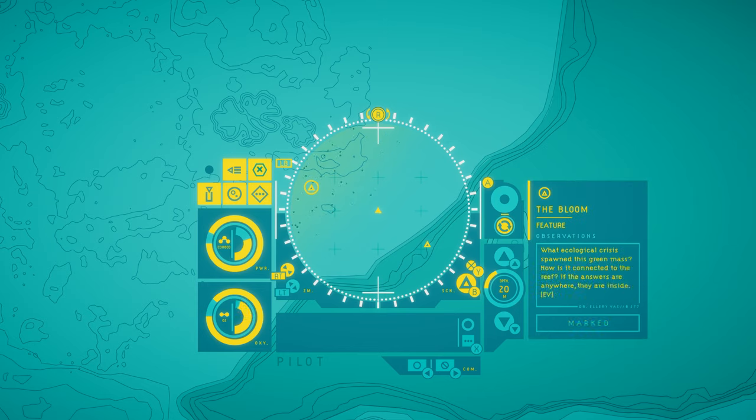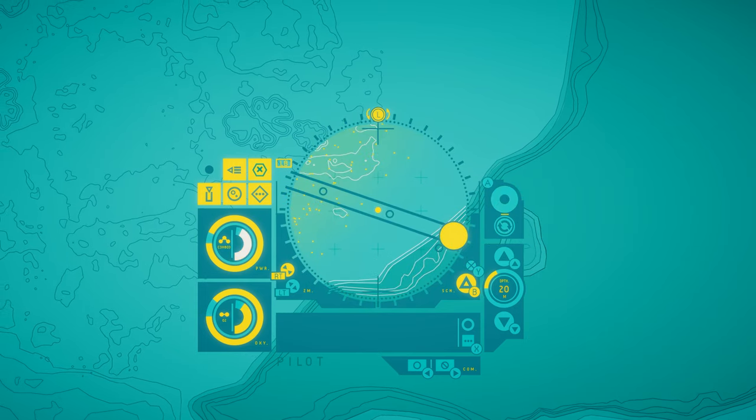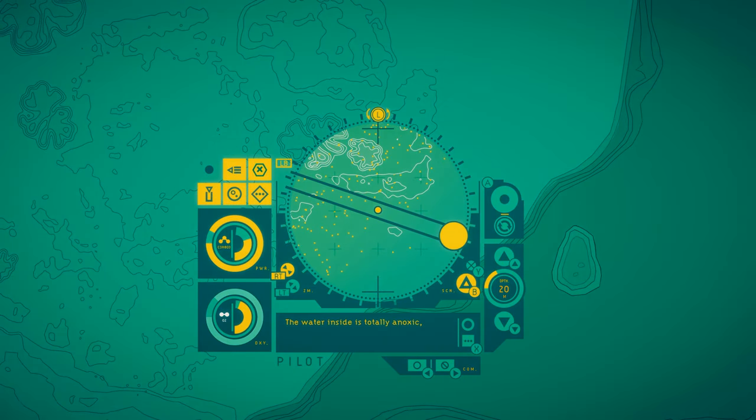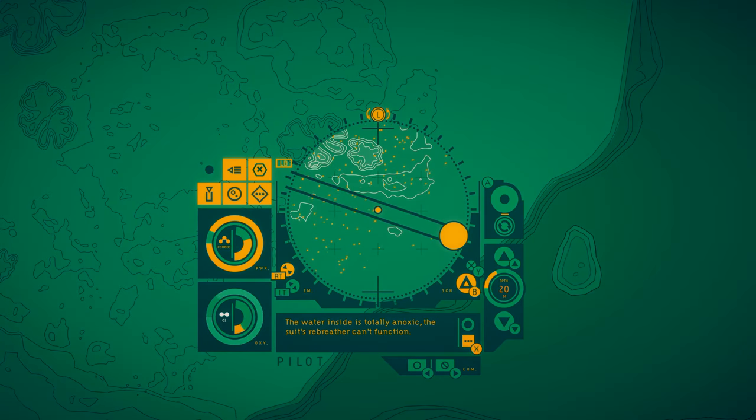The bloom. What ecological crisis spawned this green mass? How is it connected to the reef? If the answers are anywhere, they're inside. Ooh. The water inside is totally anoxic. The suit's rebreather can't function. We'll have to run on reserve oxygen while we're inside this place.